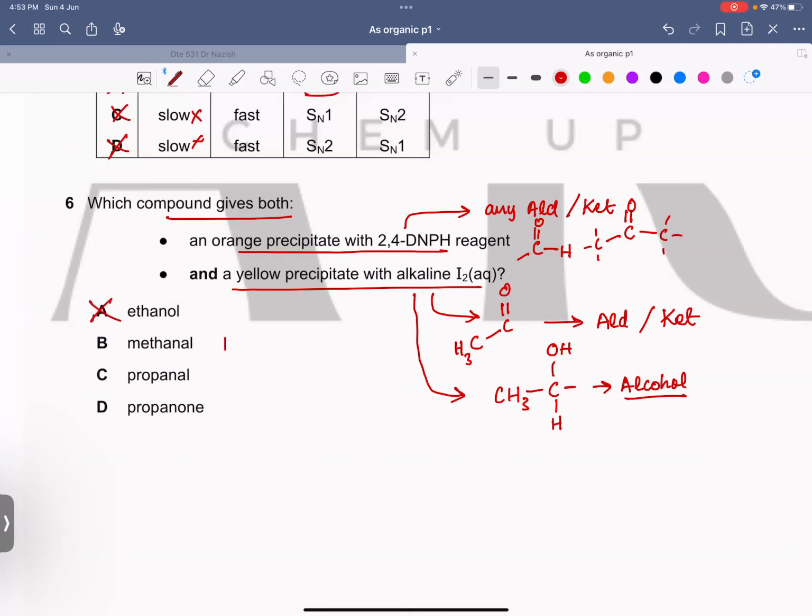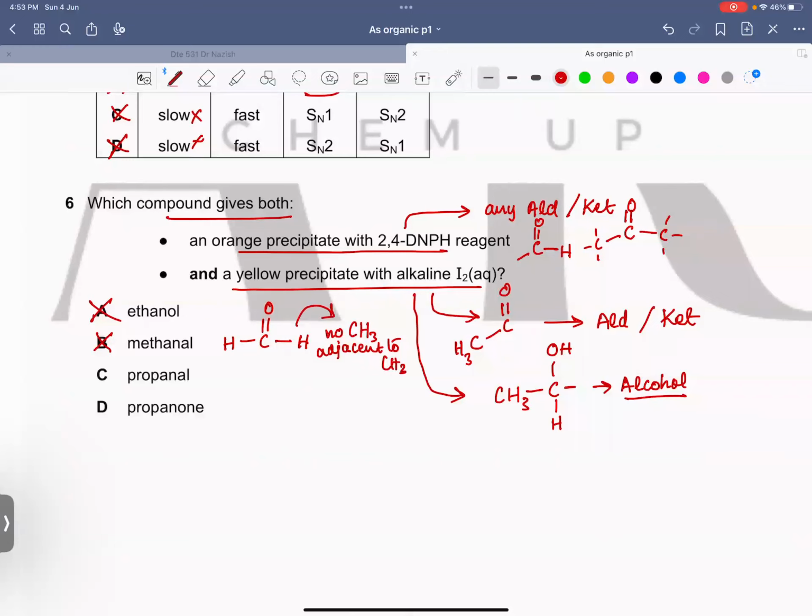Now, let's have a look at methanal. Methanal means there is one carbon only. So the structure would be this. See that C double bond O is not bonded to CH3, and that is a prerequisite condition for those compounds which give a yellow precipitate with aqueous alkaline iodine. So B goes wrong. And why is it wrong? Because there is no CH3 adjacent to the carbonyl for this molecule.